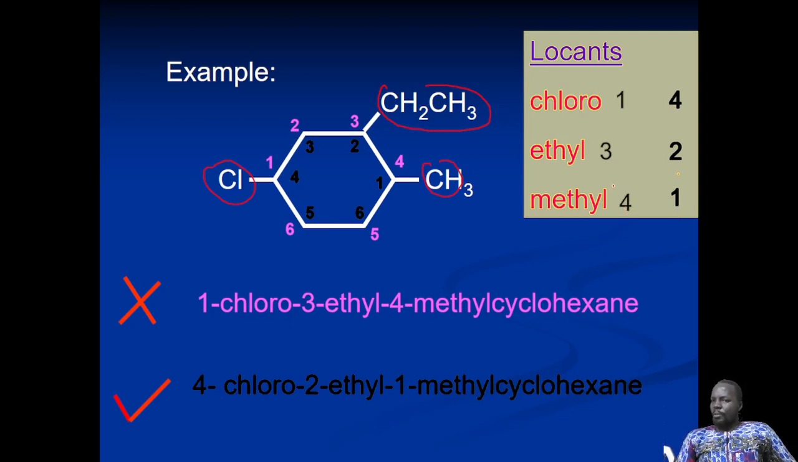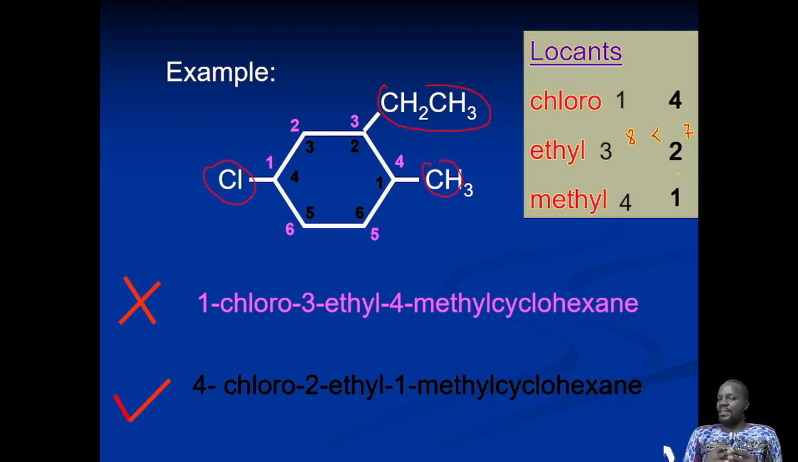Look at this one: 4 plus 3 is 7, plus 1 is 8. As 7 is less than 8, I hope you understand that. The lowest locant is that. The second one is more correct than the first one. So in an objective question, it's very easy to understand which is correct by looking at the locant.